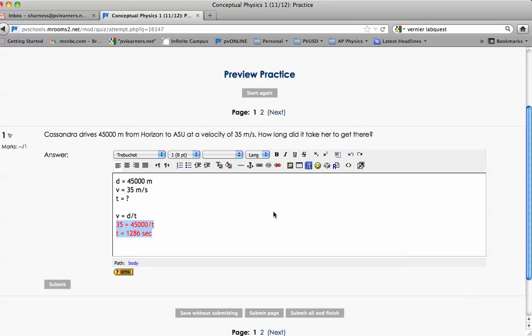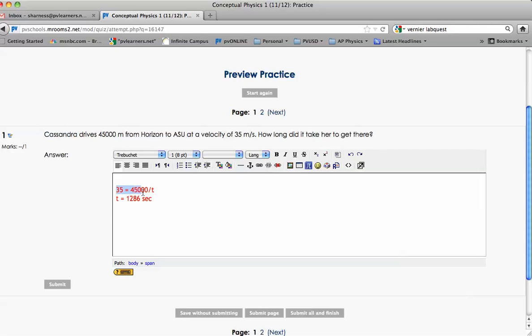You will run out of time if you list all the variables and write down the equation. All I want is this highlighted part. So this whole section up here would be deleted. This would be a satisfactory answer.